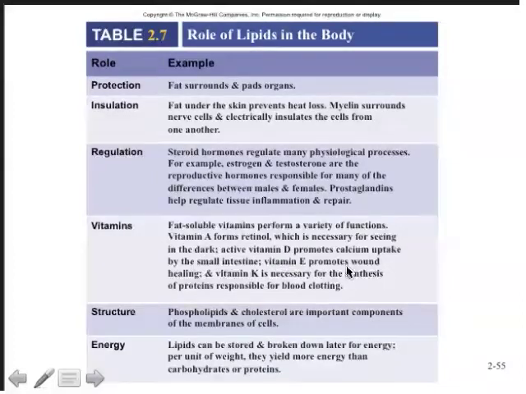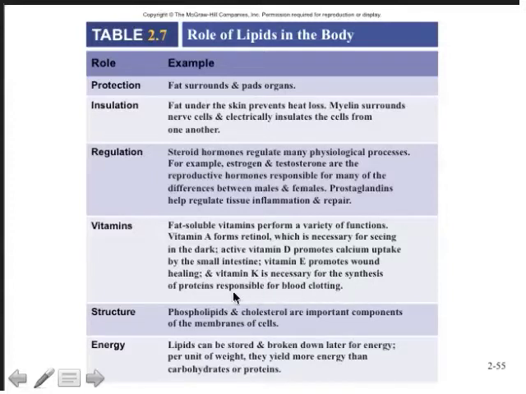Vitamin D promotes calcium uptake by the small intestine, which is vital for structural components of bone, but it's also critical for muscle contraction and nerve transmission. Vitamin E promotes wound healing. Vitamin K is important for blood clotting.